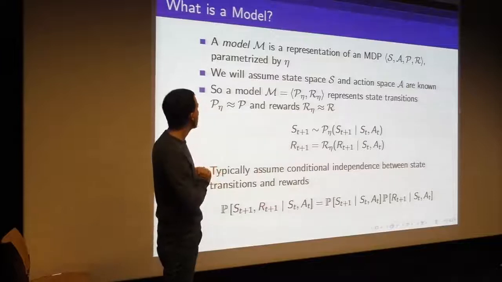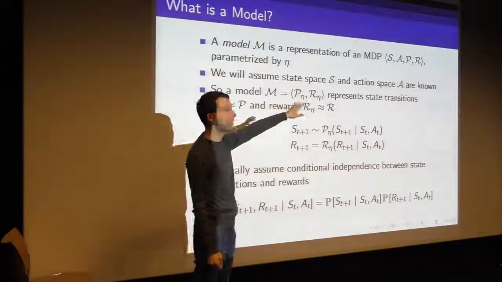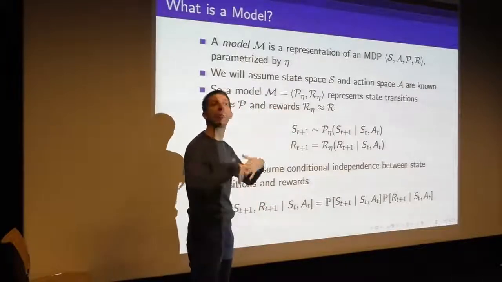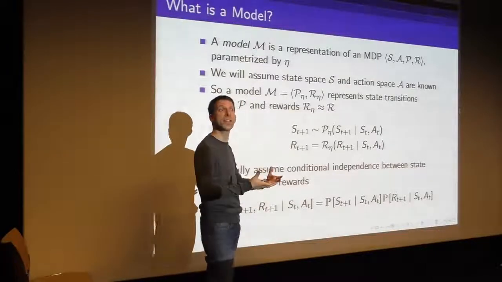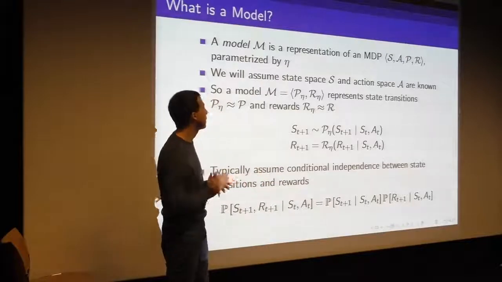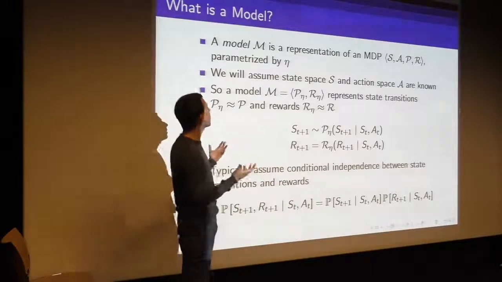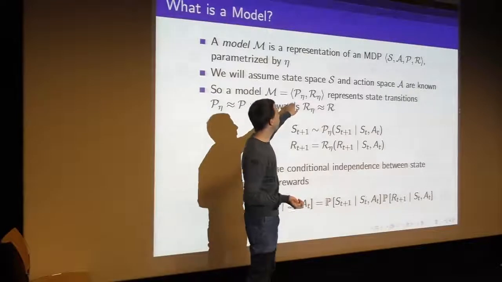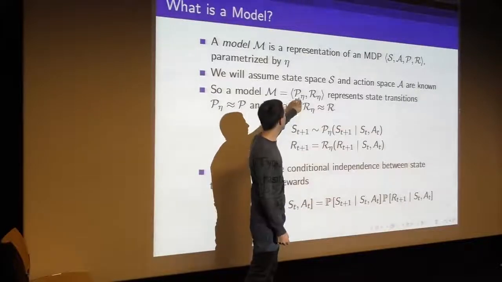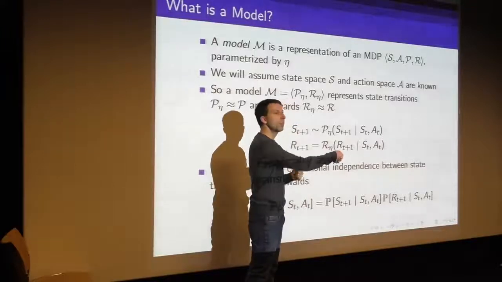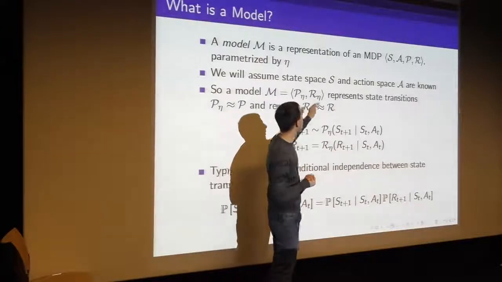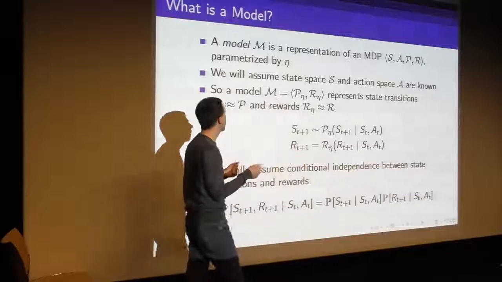And we're going to assume that our state space and the action space are known. You can have more complicated versions of model-based reinforcement learning where you also try to learn the state space or the action space. We'll do the simpler case. And so the model now is basically the parts that we don't know that we're trying to estimate: the transition probabilities, like if I'm in some state, what's the probability that I'll move to some next state, and a reward function.